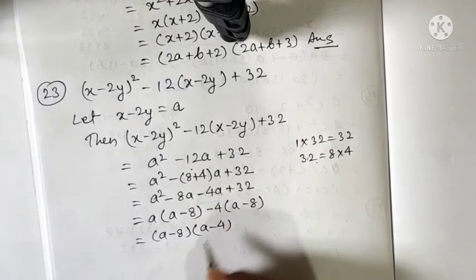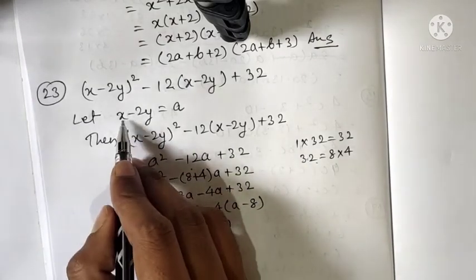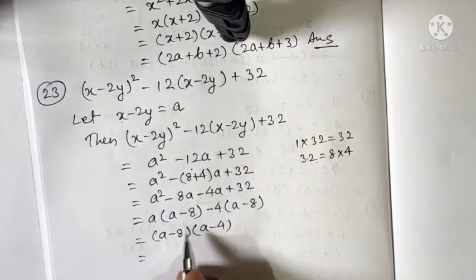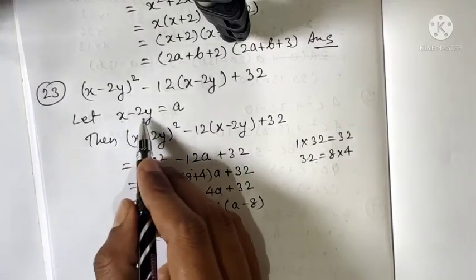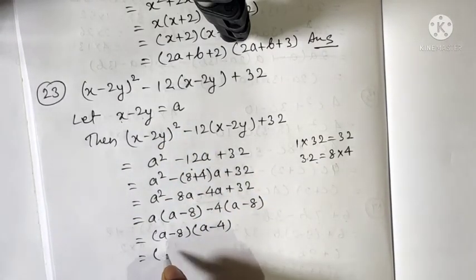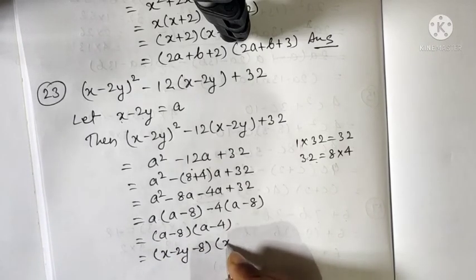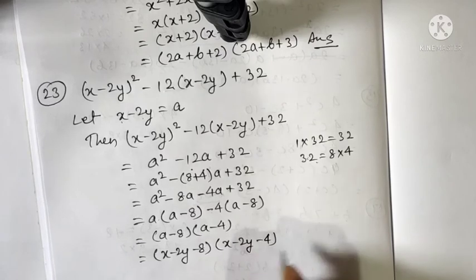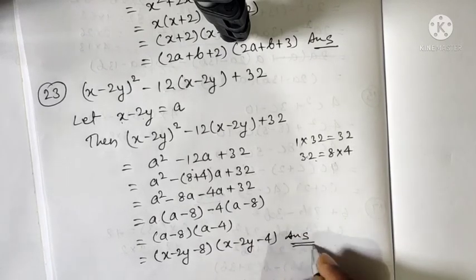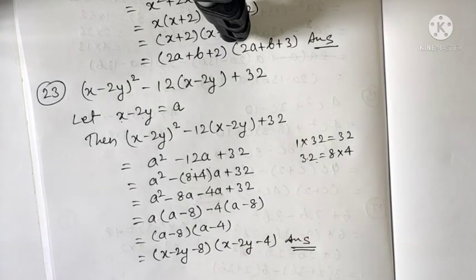Now we have to replace the term a with x minus 2y, so the answer is x minus 2y minus 8 into x minus 2y minus 4. Simple. Now you have to solve the remaining questions by yourself, and I'll upload the solution of the remaining questions tomorrow.